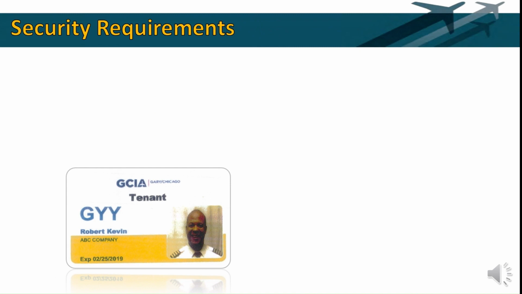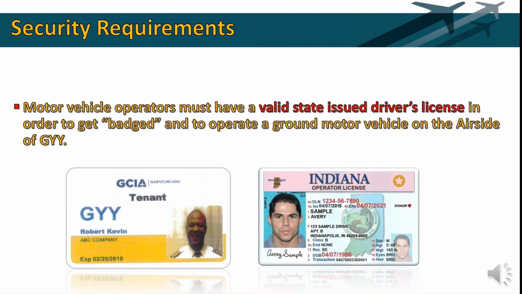Security requirements. Motor vehicle operators must have a valid state-issued driver's license in order to get badged and to operate a ground motor vehicle on the airside of GYY. This badge must be worn on your outermost garment while operating on the airfield.